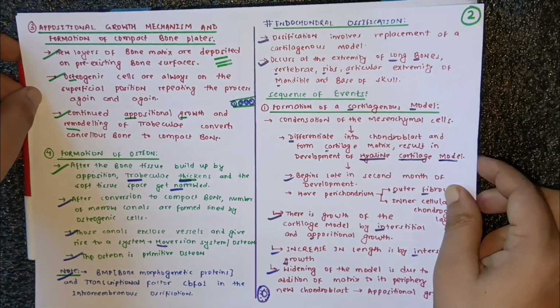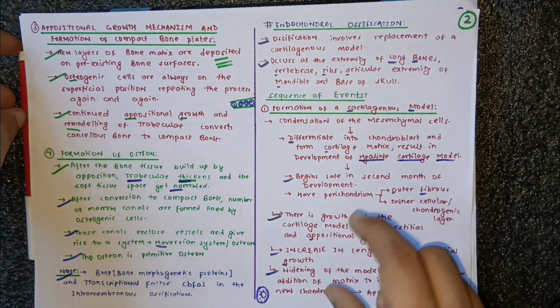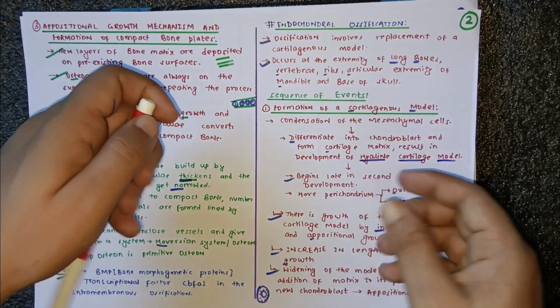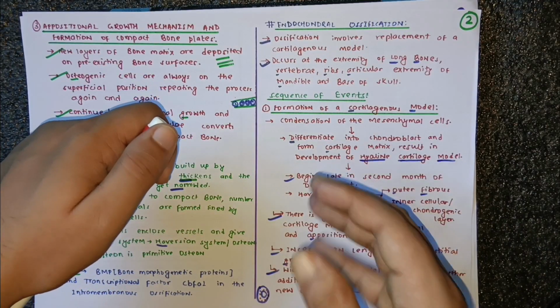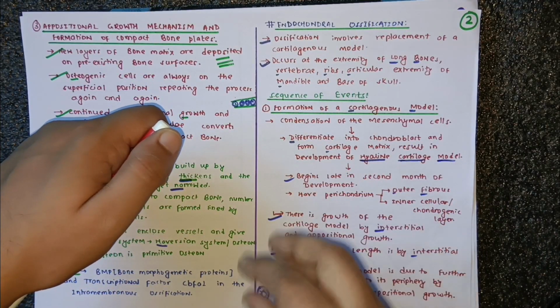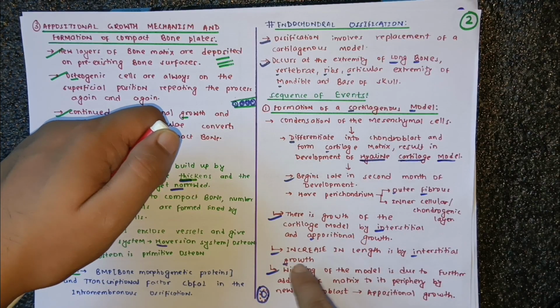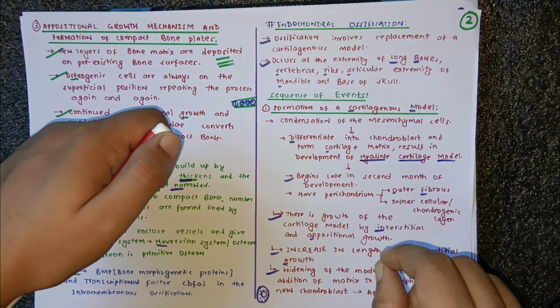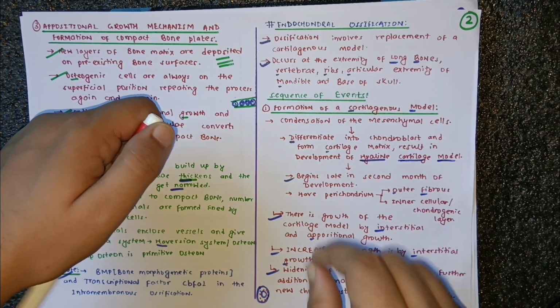Interstitial growth means between two structures, the space is called the interstitium, and at the interstitium there is a deposition. So that is interstitial growth. Just think: interstitial, length; appositional, widening.